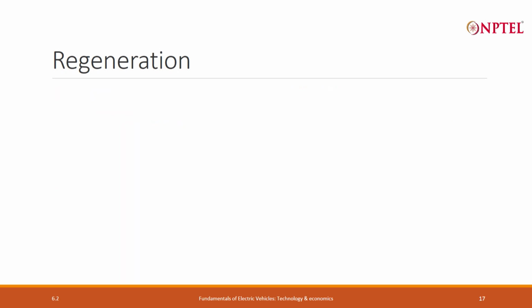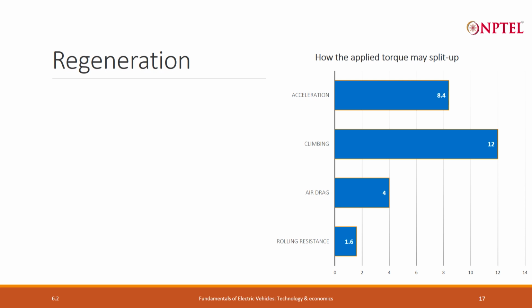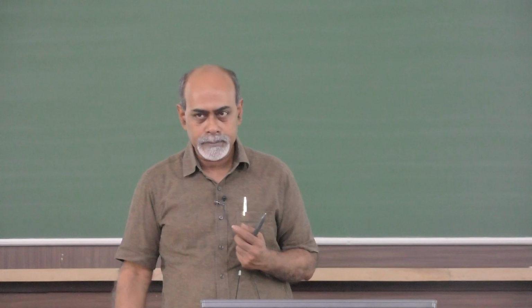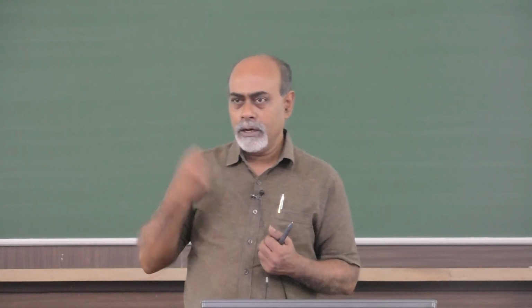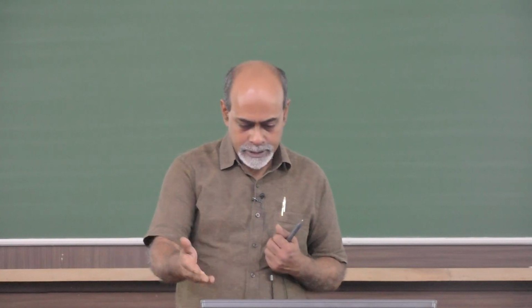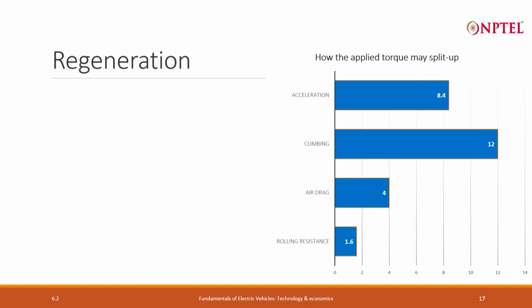Now, we come to a very important concept. If I take a snapshot of say a truck which is going up a flyover at some moderate speed, the motor is delivering some torque. In this case, 26 Newton meters of torque is getting delivered by the motor, and there are many claimants to the torque.